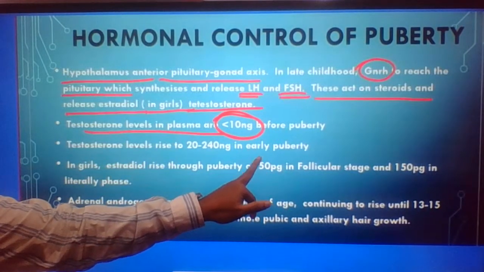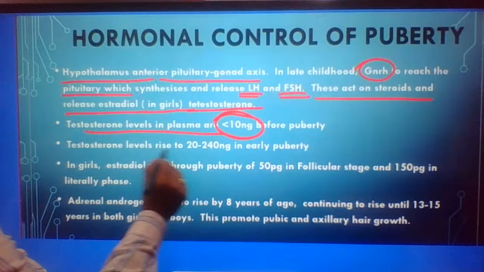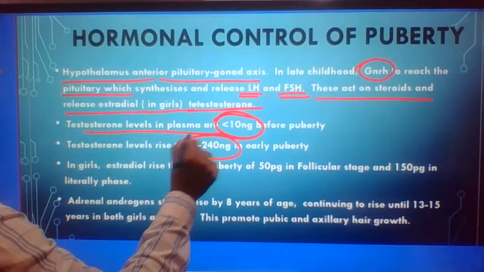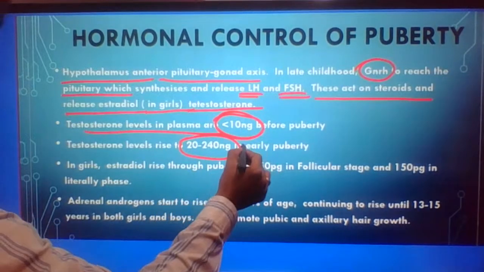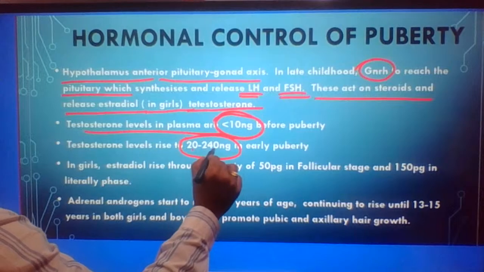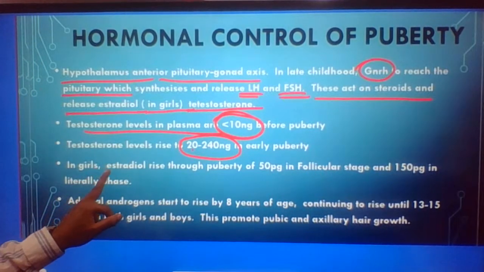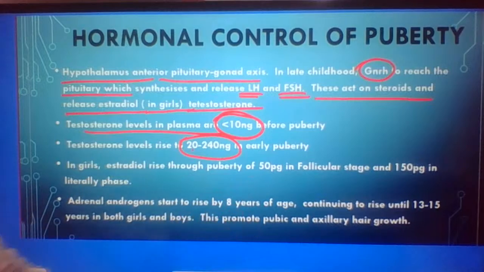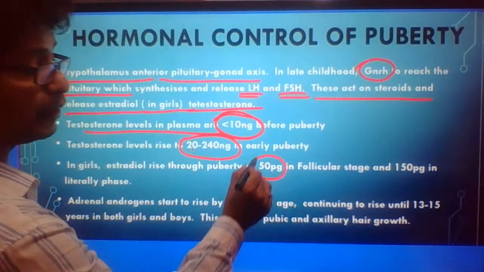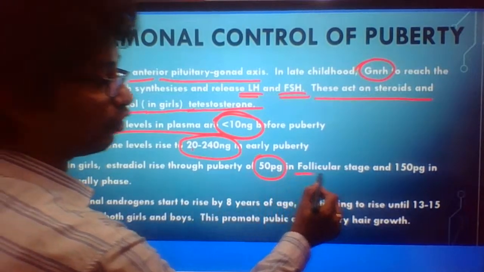And in early puberty, you could see the testosterone level is 20 to 240 nanogram. Look at how many fold it has increased. Early puberty is 20 to 240 nanogram that you could see. In girls, this estradiol, we call it as rise to the puberty of 50 pg, picogram. 50 picogram in the follicular stage.